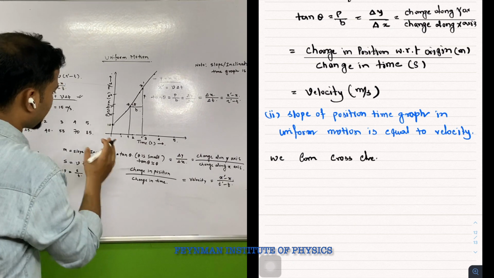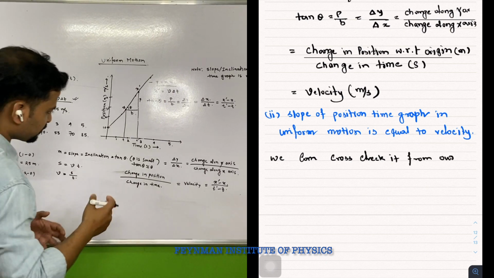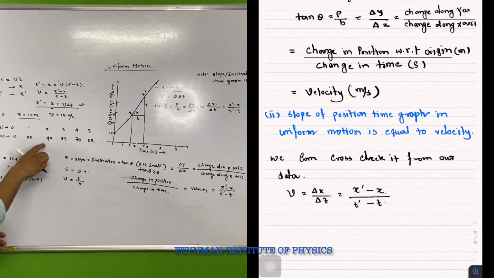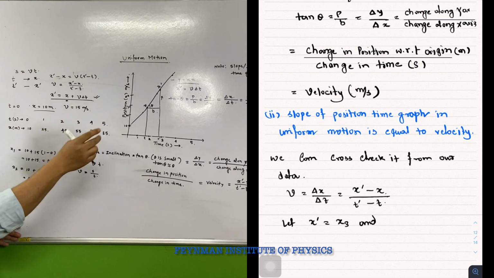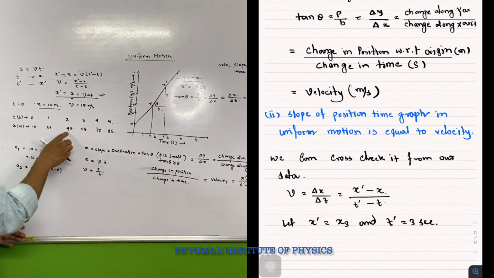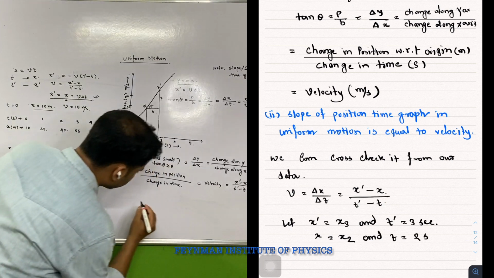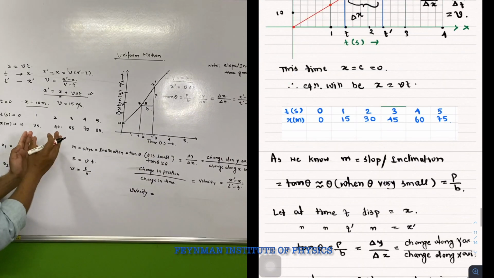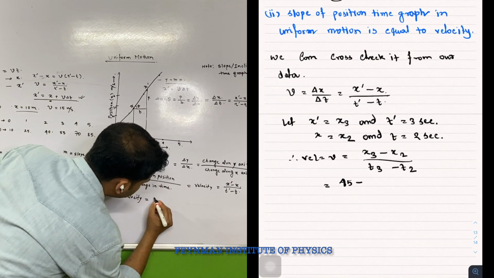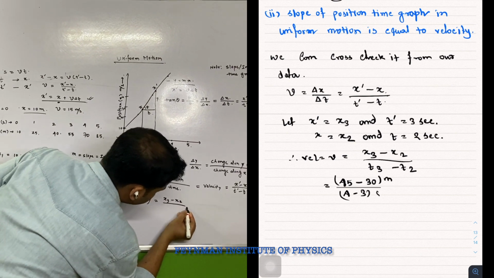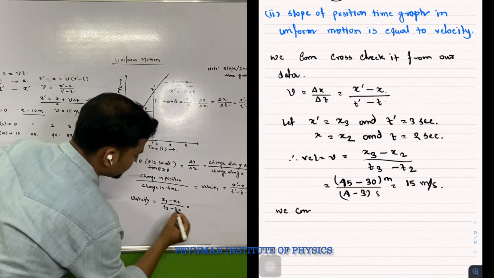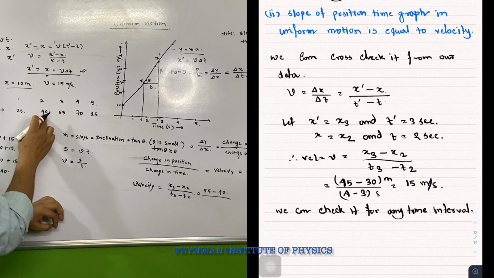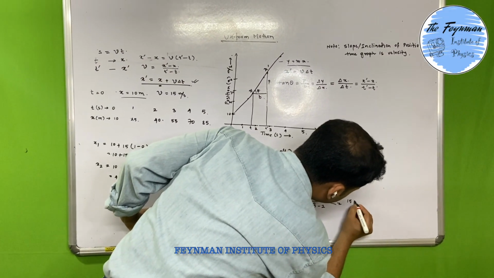Suppose we know the velocity is x prime minus x divided by t prime minus t. Now suppose we ask what is the position of the object at 3 seconds? It is 55. And what is the position of the object at 2 seconds? It is 40. To check whether it actually represents the velocity, we check the data between 3 seconds and 2 seconds: x3 minus x2 divided by t3 minus t2. The value of x3 is 55 and x2 is 40, divided by 3 seconds minus 2 seconds. So it is 15 meter per second.